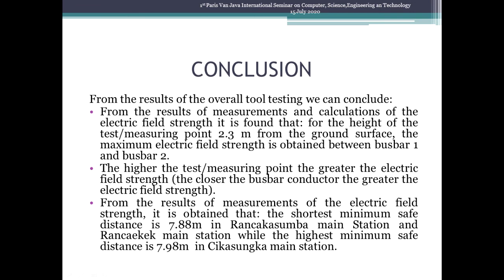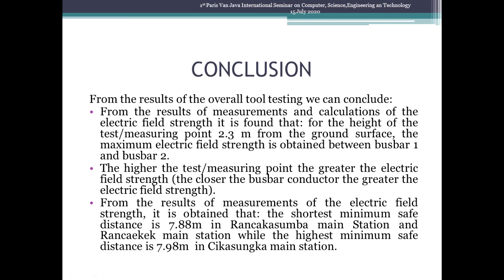Conclusion: from the results of all the testing, we can conclude from the measurement and calculation of the electric field strength that for the height of the test measurement point, 2.3 meter from the ground surface, the maximum electric field strength is obtained between Busbar 1 and Busbar 2. The higher the test measurement point, the greater the electric field strength; the closer to the Busbar conductor, the greater the electric field strength.